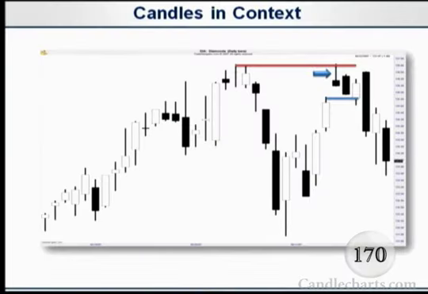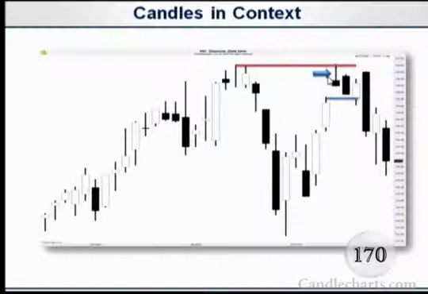Okay, a little hard to see here. But anyway, another shooting star confirming resistance. But what do we need for that bearish confirmation of that shooting star? And I'll give you a little hint over here. What do we have there?